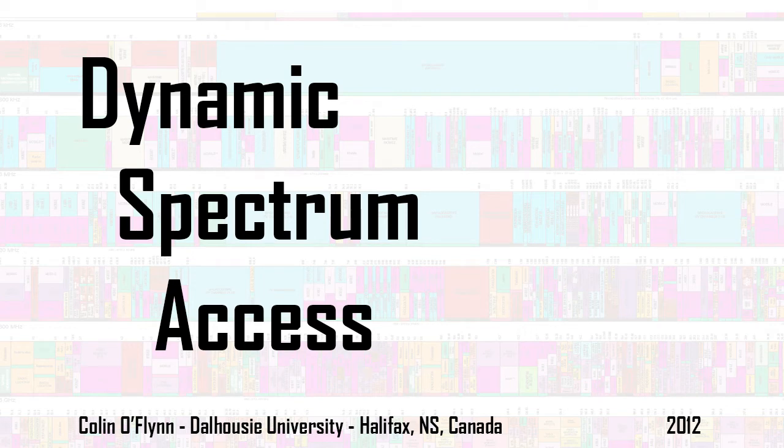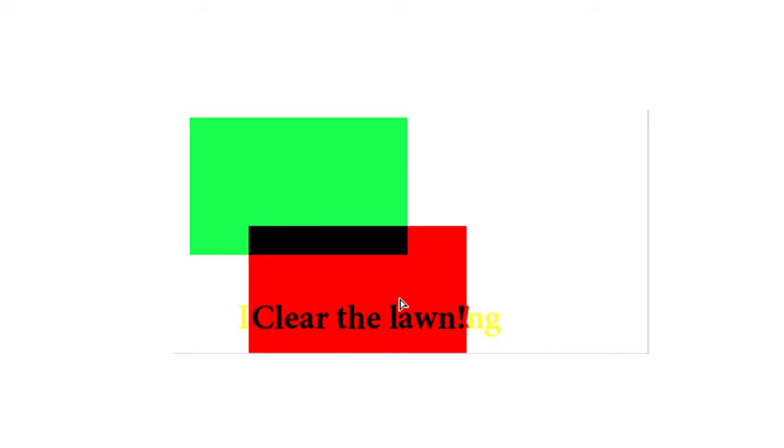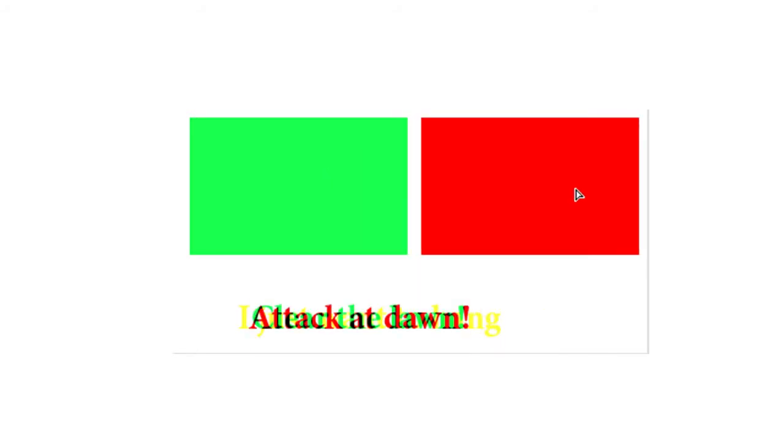To understand dynamic spectrum access, you have to have an idea of what radio spectrum is. So if I were to write two messages over top of each other, they're sharing the exact same area, but they're differentiated in color so I can recover both messages. In a similar way, the radio spectrum is shared by everyone, but people use different frequencies.